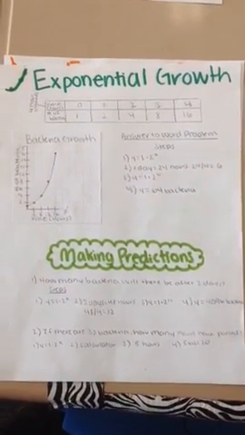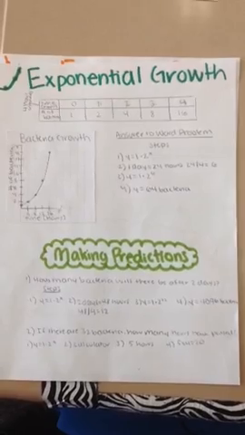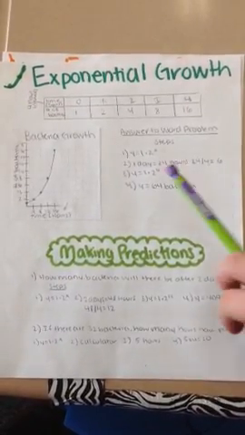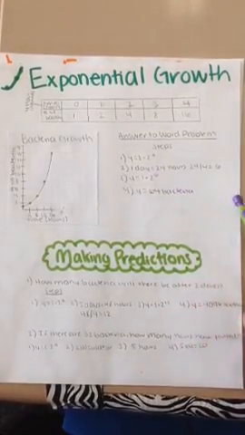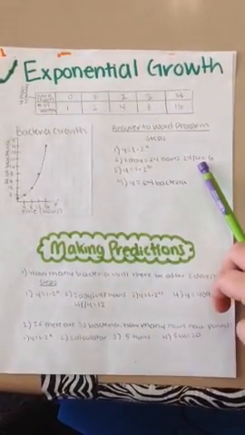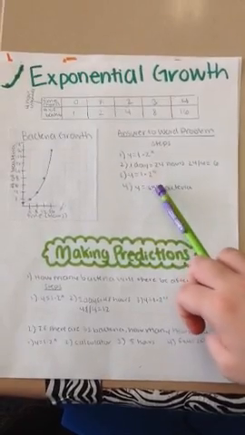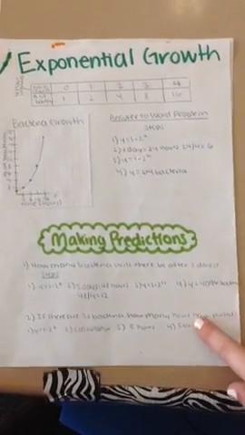So the word problem asked how many bacteria would be present after 1 day. So you start with your equation, which is 1 times 2 to the x, and 1 day is 24 hours. But since it's in 4-hour intervals, it would be 24 divided by 4, which is 6. So it's 1 times 2 to the 6th, which is 64 bacteria.